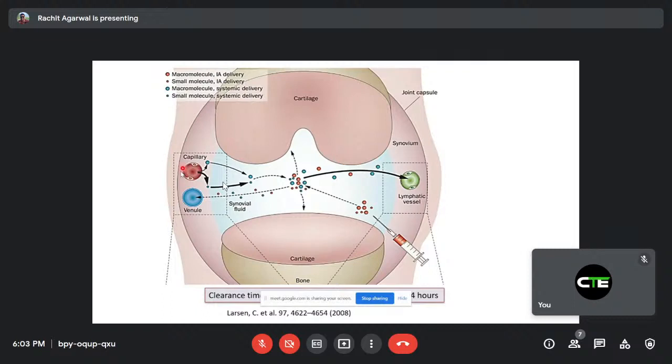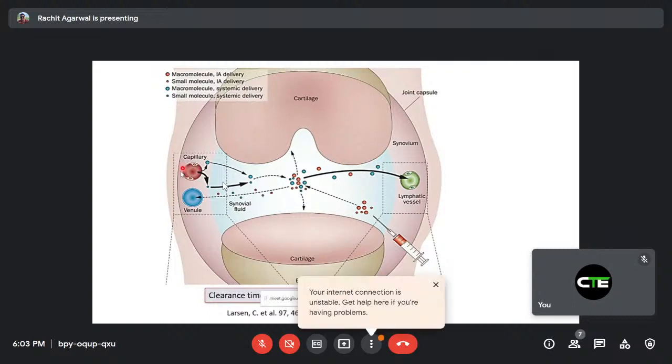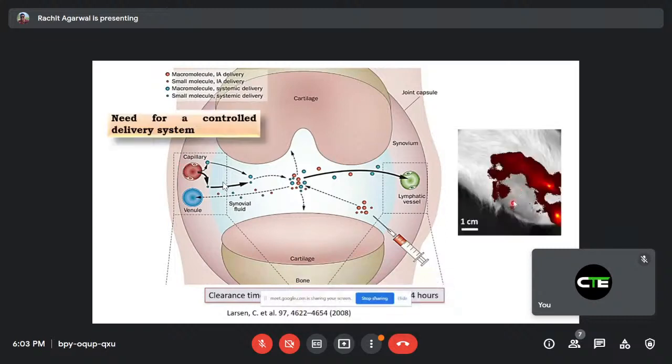So this is something that we generated in the lab. What we find is that within 24 hours, so this is 24 hours after we injected the dye, actually the joint does not have any, but all this lymphatics is taking it to local lymph nodes.